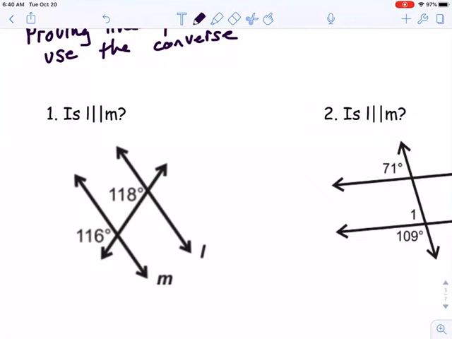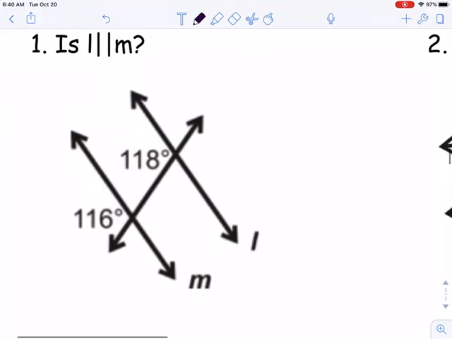All right, so now we're going to just apply these converse statements to some basic problems and determine, are these lines parallel? So is line L parallel to line M? Well, we have a pair of corresponding angles.